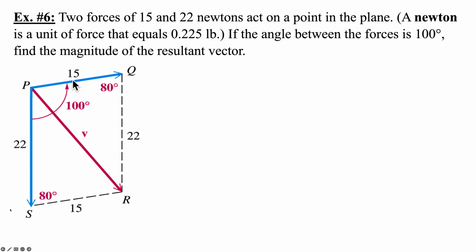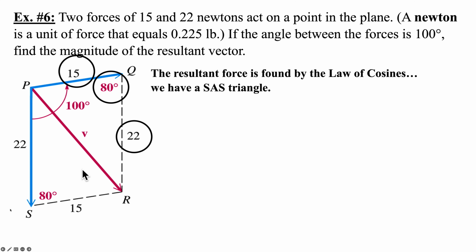Again, build the parallelogram. Adjacent angles are supplementary, so here at Q and S are 80 degrees. Draw in the diagonal, starting at the two initial points to the opposite corner. That's my resultant vector. But again, it doesn't matter which triangle you look at, it's a side-angle-side again. We're using the law of cosines. Since I called the resultant vector V, then I put those absolute value bars around it squared equals 15 squared plus 22 squared minus 2 times the 15, the 22, and the cosine of 80 degrees.